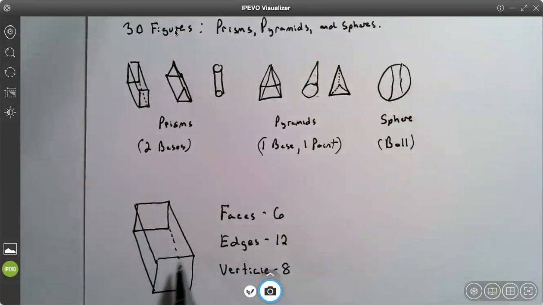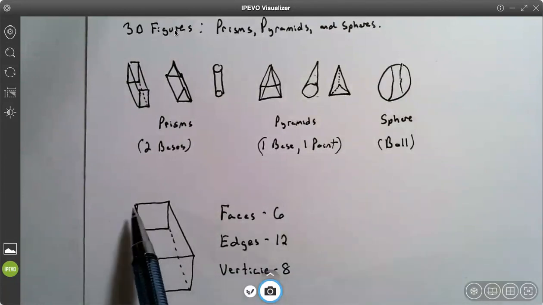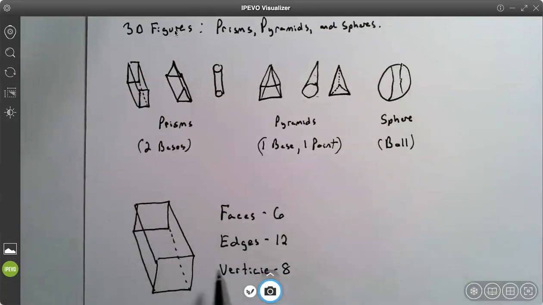Faces, 1, 2, 3, 4, 5, 6. The edges, you can count 4 plus 4 more plus 4 more. The edges are going to be 12. 4 plus 4 plus 4 is 12. And the vertices, 1, 2, 3, 4, 5, 6, 7, 8. You just count the points and that tells you how many vertices you have.